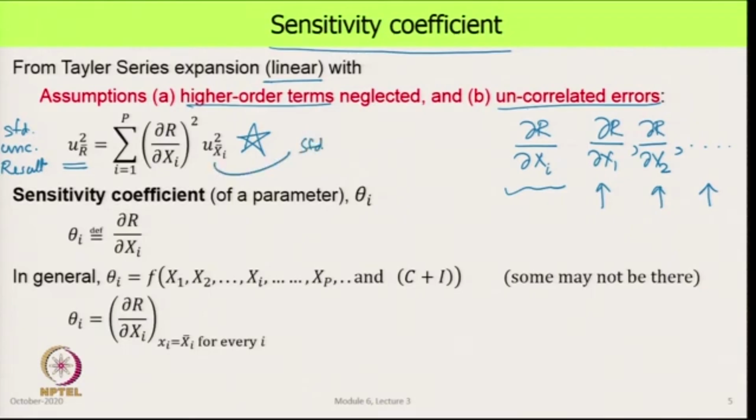This is the standard uncertainty of each measurement, and this was the differential that we have been talking of. So now we define this differential as the sensitivity coefficient of a parameter theta I. So, this is the sensitivity coefficient of parameter x I. So this is now dr by dx1, this will get the nomenclature theta 1, this will get theta 2, and so on.